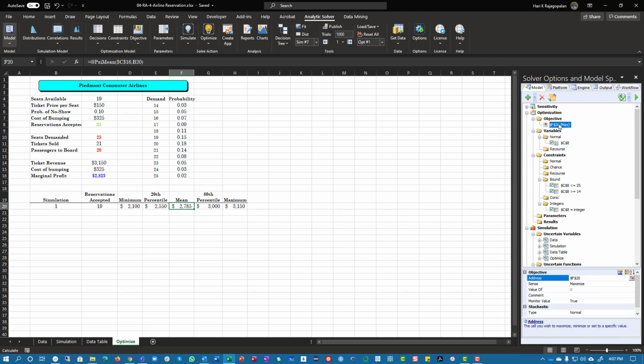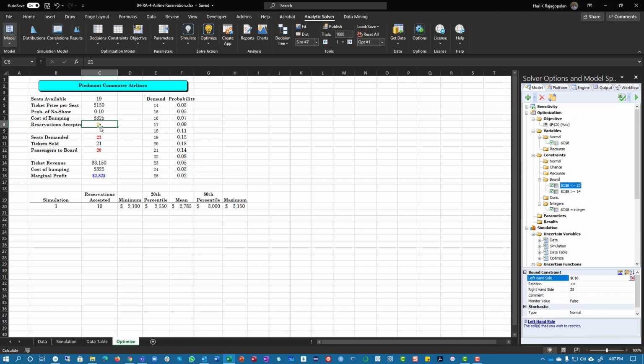Remember, this F20 optimization is not the one with the PSI output. A lot of you make that mistake and you will get an error and you will get a 0, right? It has to be your average profit. It has to be a statistic that you optimize. Your decision variable is the reservations accepted, and then your constraint is that this can be between 19 and 25. It's not going to be 14, but I've just run it between 14 and 25. And this is an integer. You can't have decimal values.